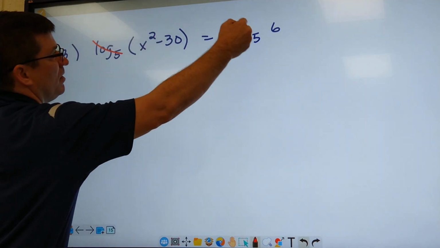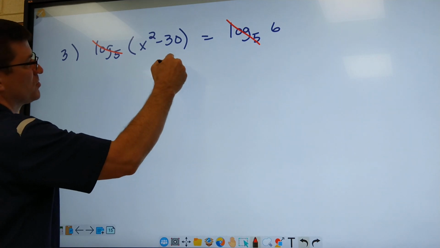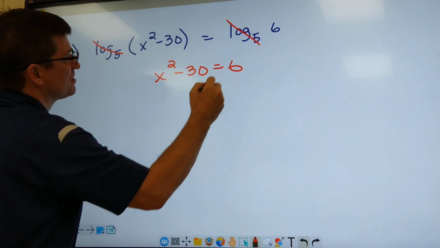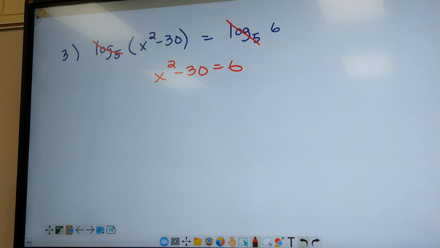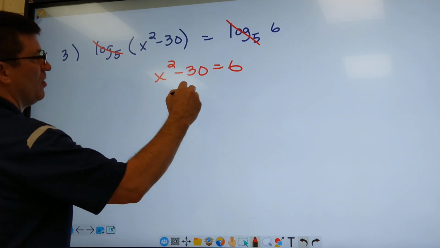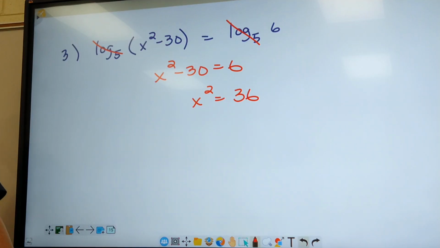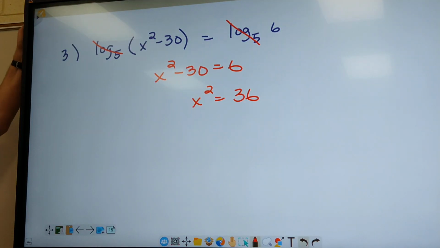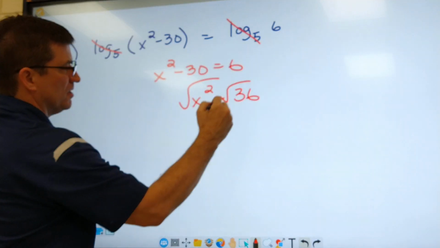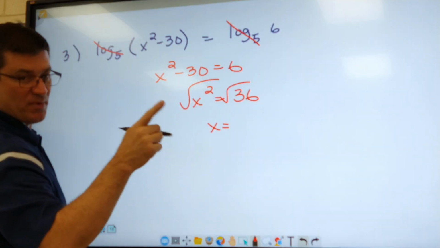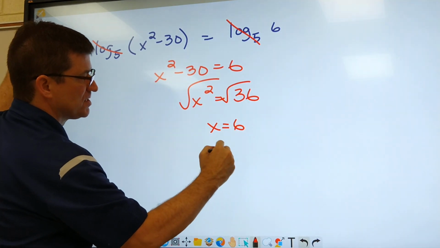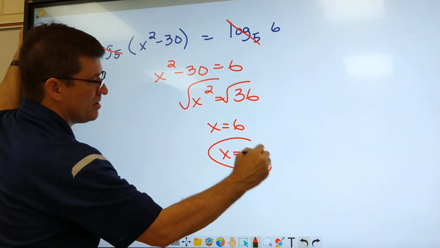Now this problem, mark out my logs. I've got x squared minus 30 equals 6. I move my minus 30 over. I get positive 30, that gives me 36. All right, what's next? Take a square root. So what is the square root of 36? And don't forget it's plus or minus 6, right? So it's positive 6 and negative 6 are my answers.